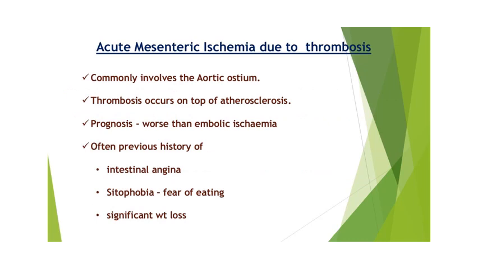Acute mesenteric ischemia due to thrombosis commonly involves the aortic ostium. Thrombosis here on top of atherosclerosis. Prognosis is worse than embolic ischemia. Often previous history of intestinal angina, fear of eating, significant weight loss.